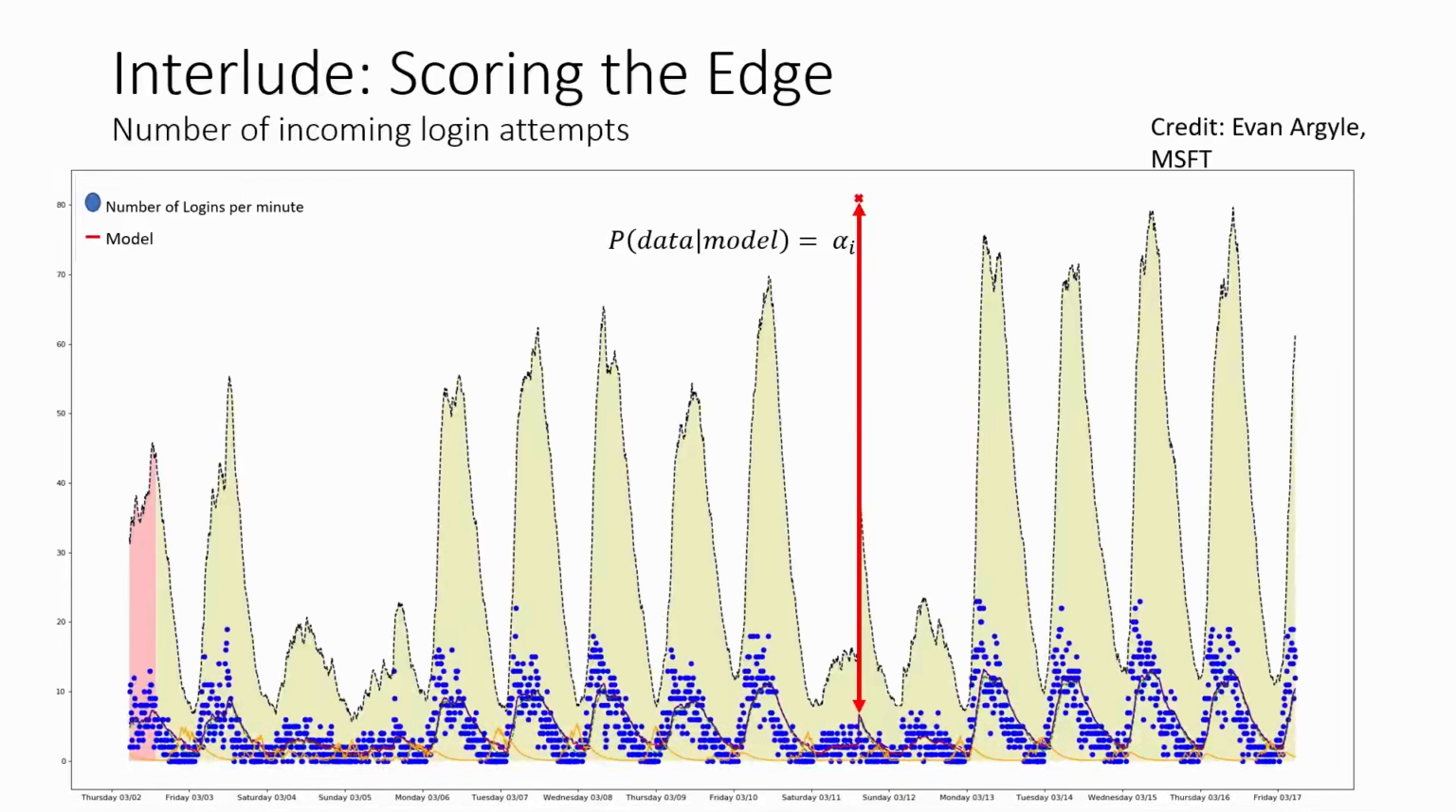This guy was observed, there's a blue dot there. 80 logins per minute happened for 1 minute on a Saturday in March. That's a successful brute force login. So we found it. And we found it by quantifying what's normal and then calculating these deviation scores, these alpha i's. So that's a way to score.